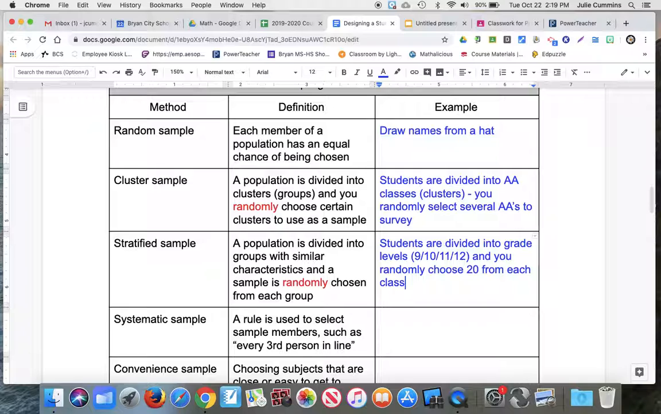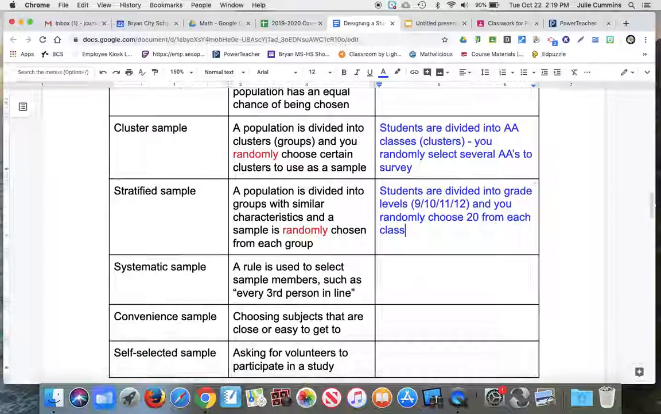Another way to do this would be by gender. You want to make sure that you have 50 girls and 50 boys. So that would be a stratified sample.